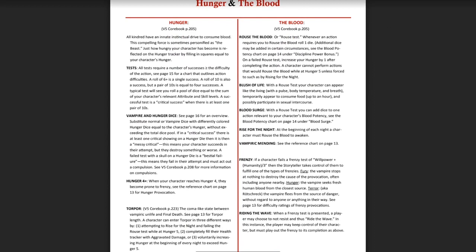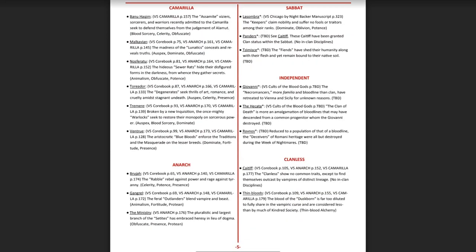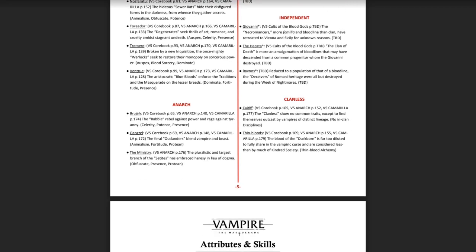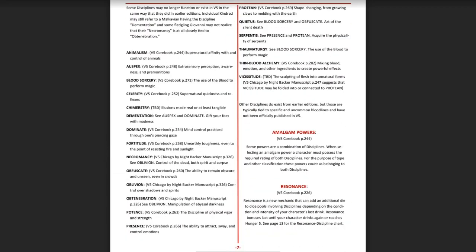On the next page, there's everything to do with all of the blood: how torpor works, hunger, blood surging, rise for the night. There's a brief overview of the clans and bloodlines, the sects. For new players, there's a summary of attributes and skills and specialities. Now on this PDF on the discipline page, they don't include detailed information on the disciplines, but it does give page number references for the core book.